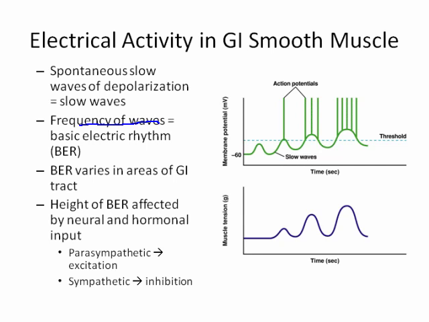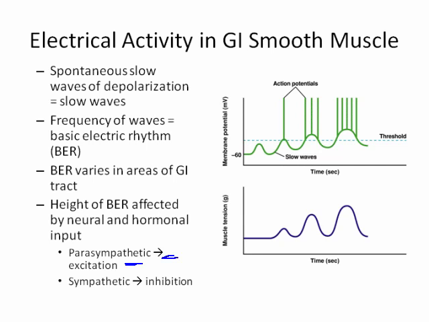The frequency of the waves is referred to as the basic electrical rhythm. So how rapidly these waves occur is what we refer to as the basic electrical rhythm. And of course, that can vary in different areas of the GI tract, as well as depending upon how much food is there. The height, that is the magnitude of these waves, is affected by neural and hormonal input, which of course are themselves controlled by both chemical and mechanical stimuli.